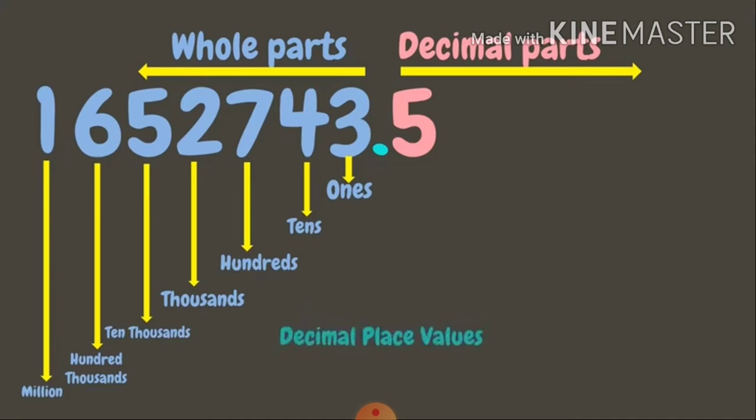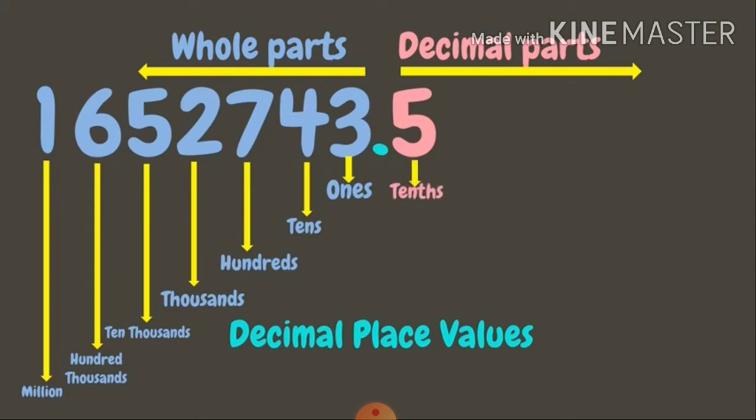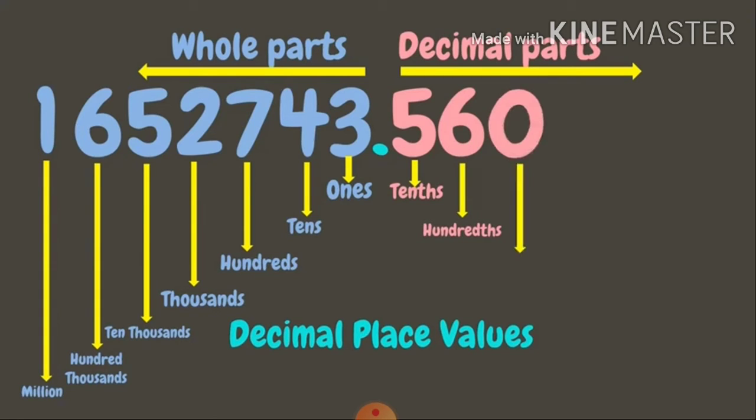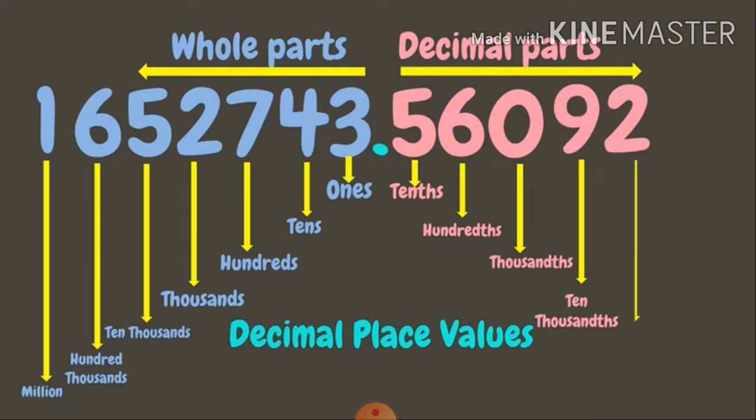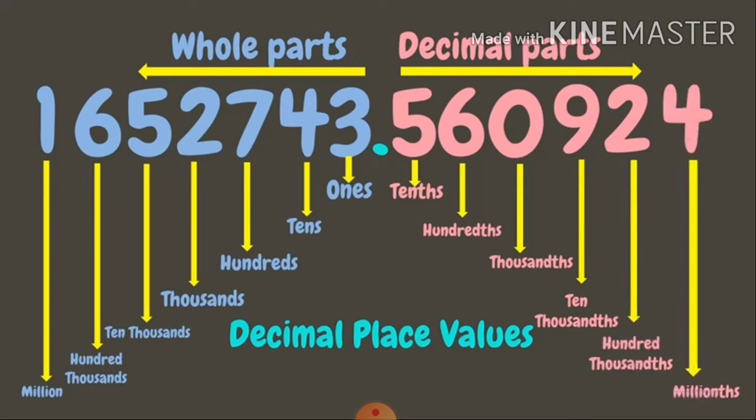We call them decimal place values. The place value of the first digit on the right side is tenths. The next one is hundredths, thousandths, ten-thousandths, hundred-thousandths, millionths, and so on.